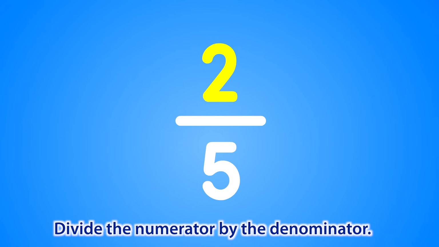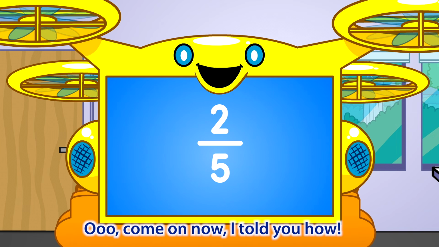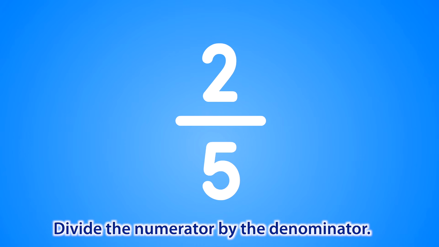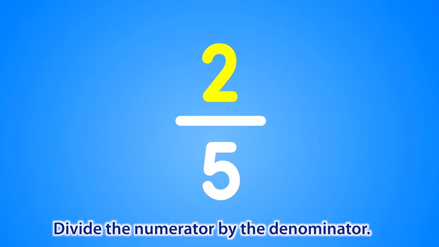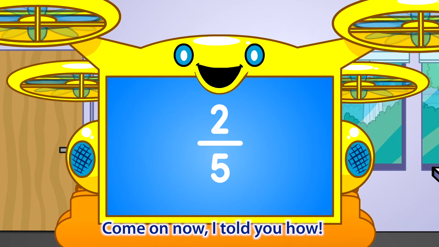Divide the numerator by the denominator. Oh, come on now, I told you how. Divide the numerator by the denominator. That's the way to get the decimal number.